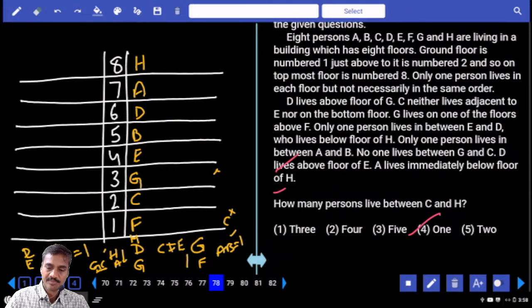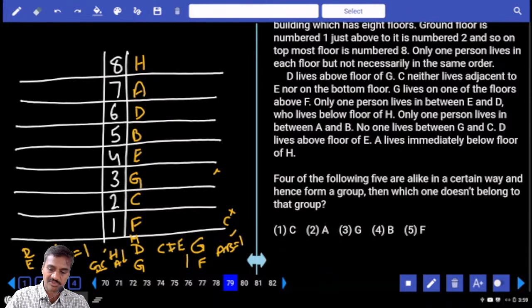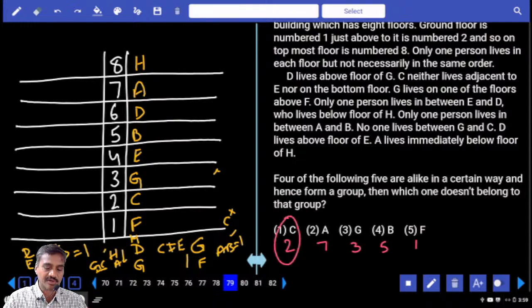Then 78. How many persons live between C and H? In between C and H, how many people are there? There are exactly 5, that is choice 3, question number 78. Then the 79th one, four out of the following five are alike, find the odd one out: C, A, G, B, F. Now C is on the 2nd floor, A is on the 7th floor, G is on the 3rd floor, B on the 5th floor, and F is on the 1st floor. Hence, except C, the remaining are living on an odd number floor. So what is your answer? Choice 1, question number 79.